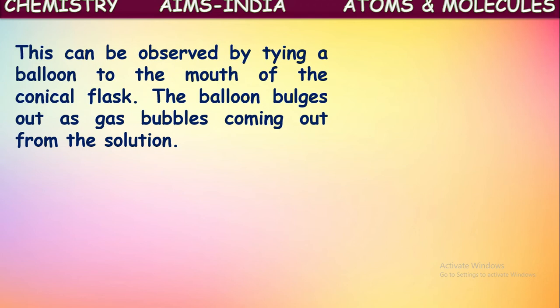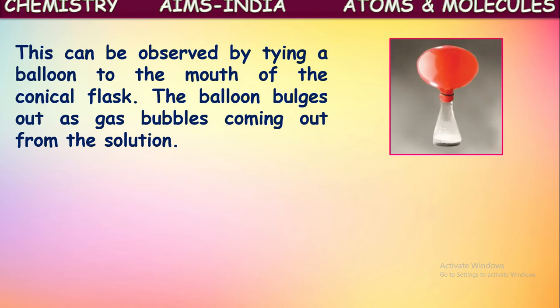So this can be observed. Actually, we are saying zinc replaces hydrogen and forms zinc salt, so hydrogen gas is liberated. This liberation or evolution of hydrogen gas can be observed by tying a balloon to the conical flask. The balloon bulges out as gas bubbles come out from the solution. This proves the hydrogen gas evolution.